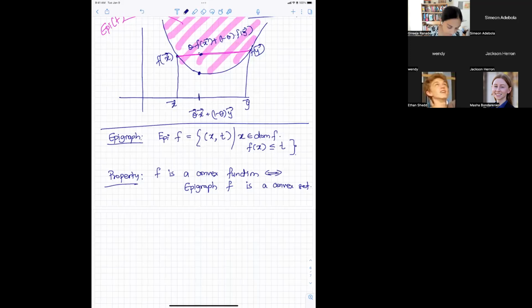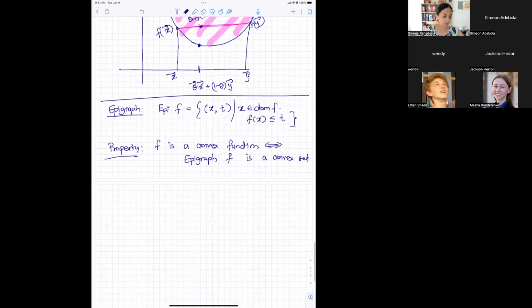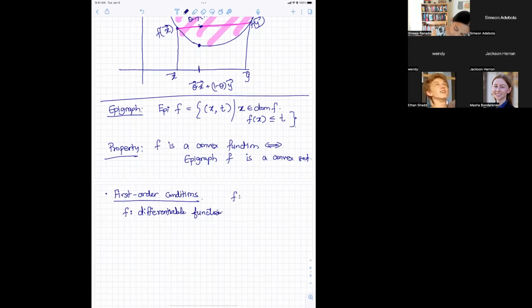Good. Now I want to get to one of the main other characterizations of convex functions, which is what we call the first order conditions. Here I want to consider an f that is a differentiable function, and again, let me just think of f as going from R^n to R. Remember, not all convex functions need to be differentiable.